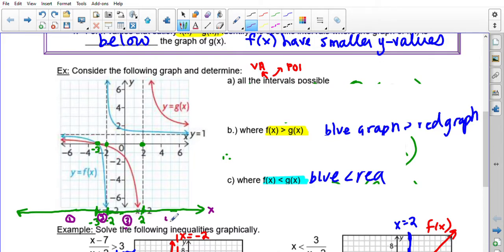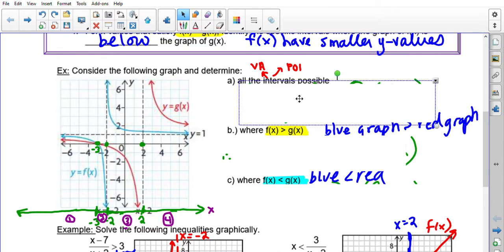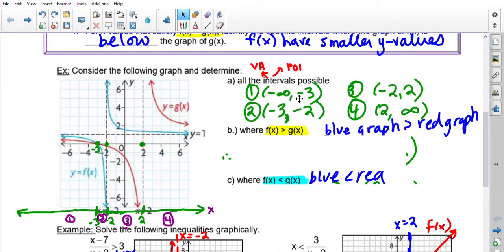And interval 4 is greater than 2. Okay, so that is the first thing you want to do for yourself with any question, because a lot of times students will incorrectly identify the intervals and therefore will not answer parts B and C correctly because they missed one of the intervals. Okay, so if I wrote all those intervals out in interval notation, it would be -infinity to -3, -3 to -2, -2 to 2, and 2 to infinity.